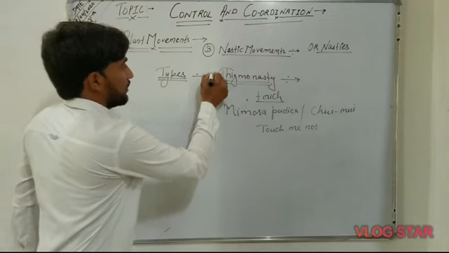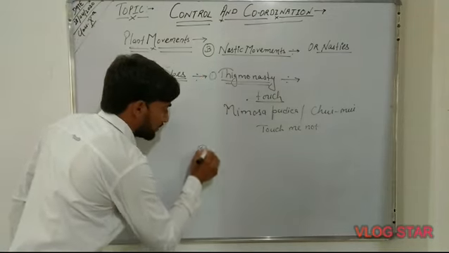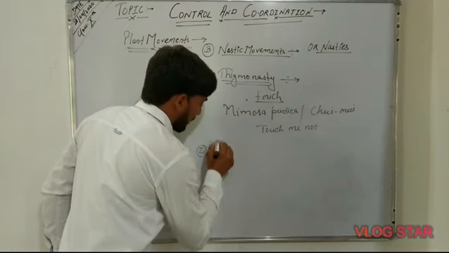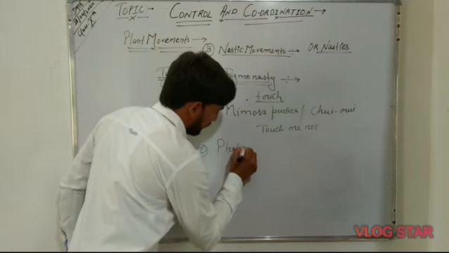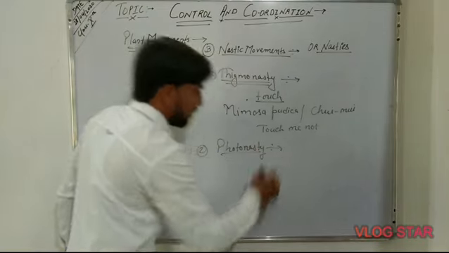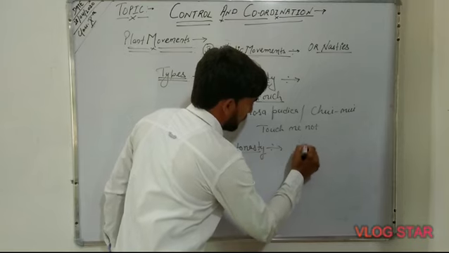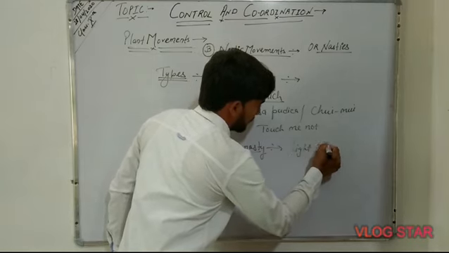Now, the second type of nastic movement is photonasty. And it is the movement of plant parts or plant organs in response to light stimuli.